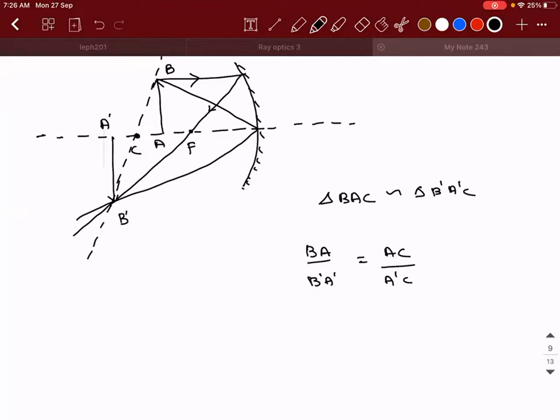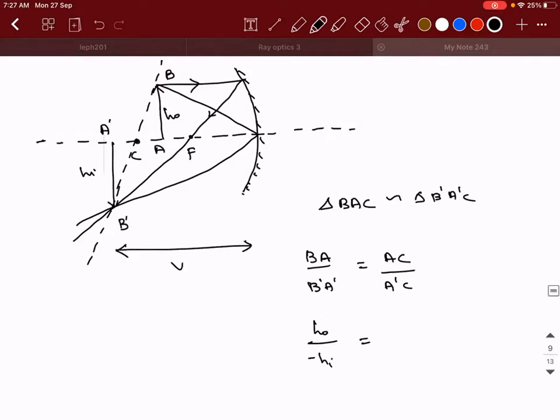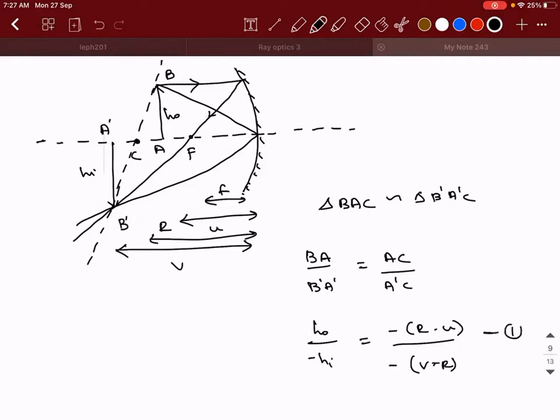So what is BA? H naught divided by minus HI is equal to, what is AC? This distance is V, this is U, this is F, this is R minus U. Minus of R minus U, the whole divided by A dash C, which is minus of V minus R. Let this be equation number 1.